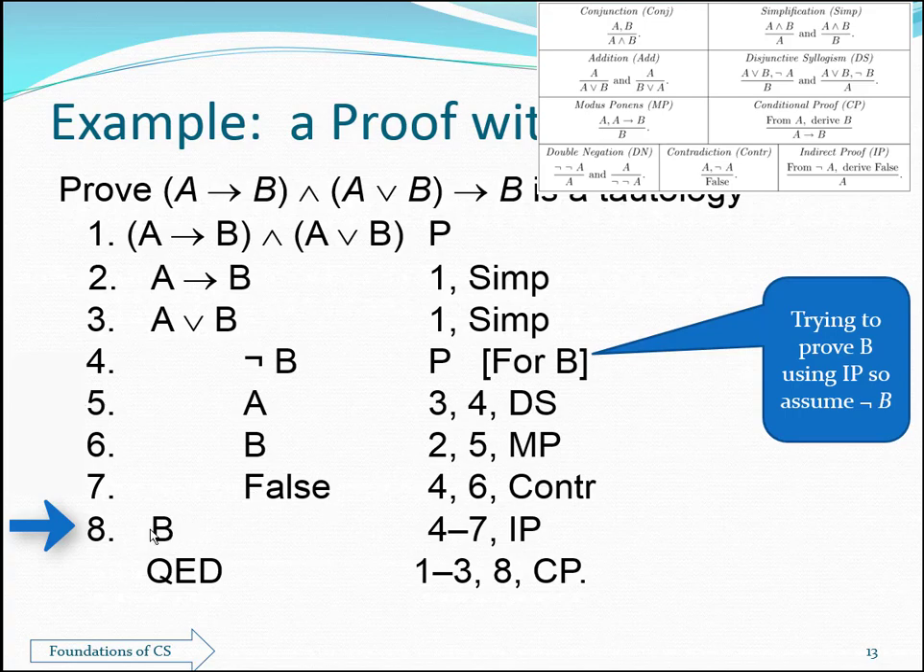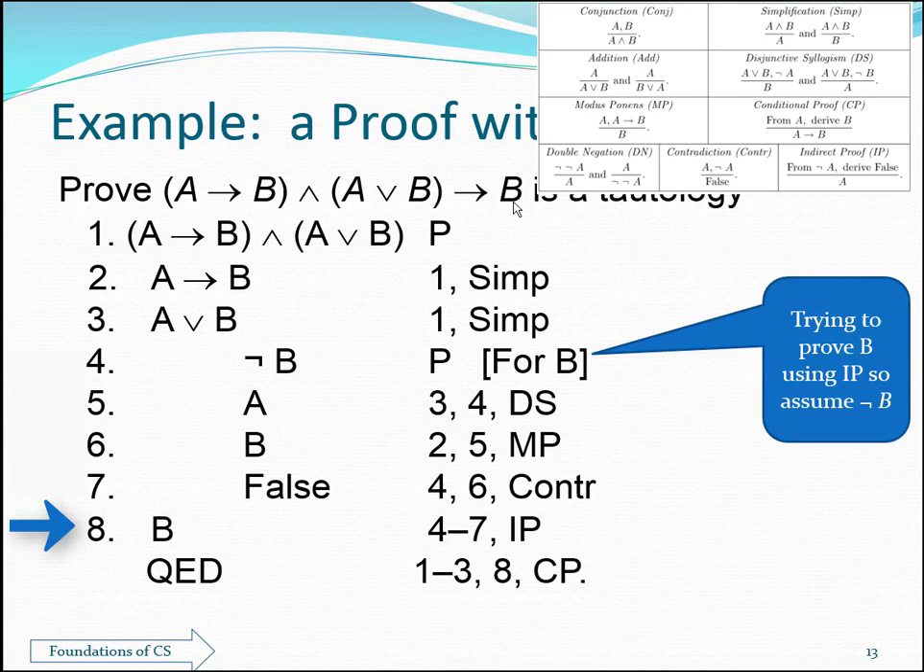We always outdent here on the IP, and the IP gets all the lines starting with the indent premise and going all the way up to the end of that subproof, right? So it says lines 4 to 7 IP, all right? And now I have B here, so I've now proven B, right? And now, given that I have B, and remember what I was trying to do, I was trying to prove that this is a tautology, right?